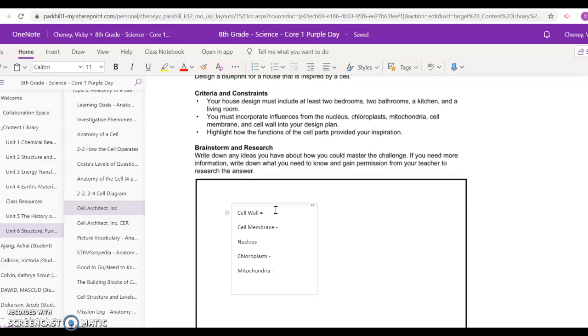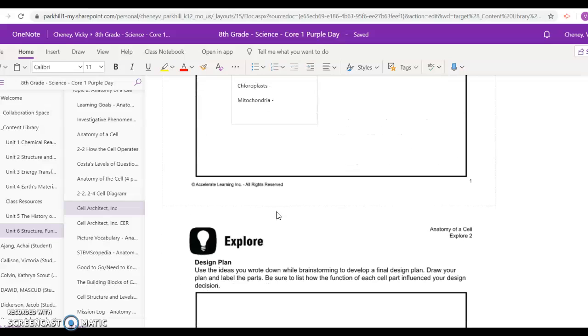I would like for you to use this area to kind of brainstorm ideas. Try to think of what parts of your house would be the analogy for the cell wall, the cell membrane, the nucleus, chloroplast, and mitochondria. Write those things down here.